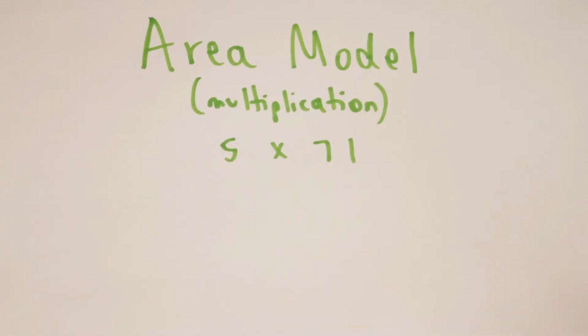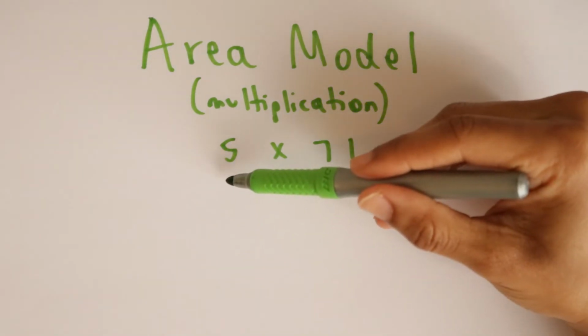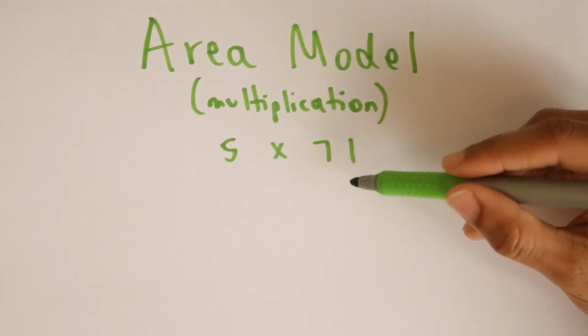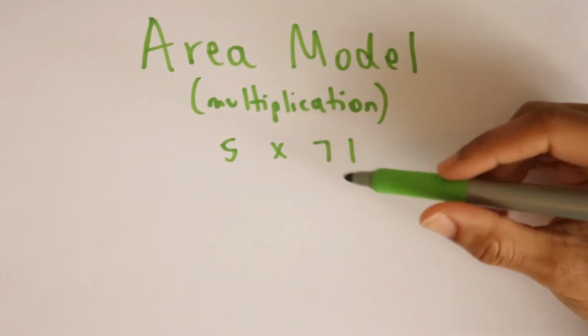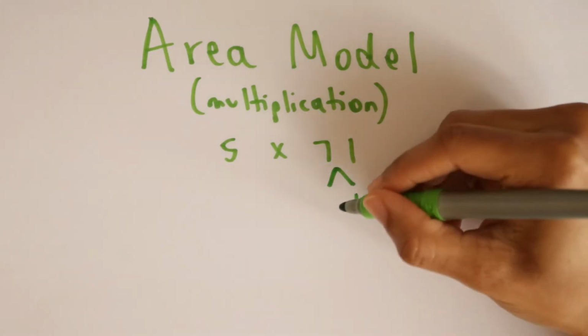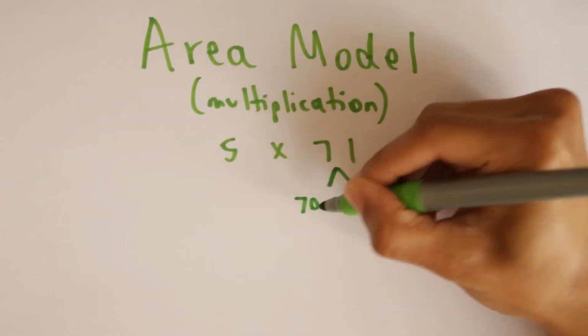So let's work out our problem, 5 times 71. Our first step is to decompose, break apart, or in other words, expand our numbers. We only need to break apart the numbers that are multi-digit or have more than one place. When we look at 5, there's only one place, the ones place. When we look at 71, there's two places, the ones place and the tens place. So we can expand that number. When we expand it, we need to show the values. 1 is 1, and 7 tens is 70.